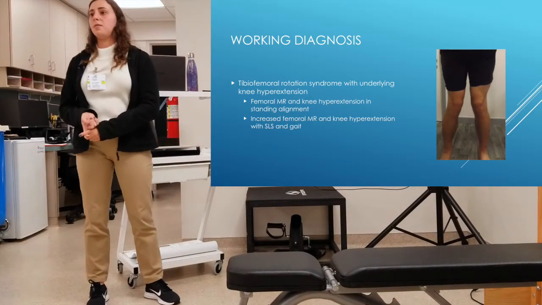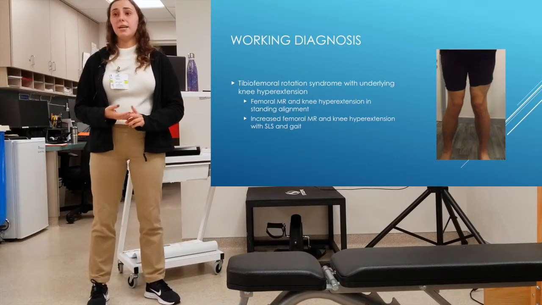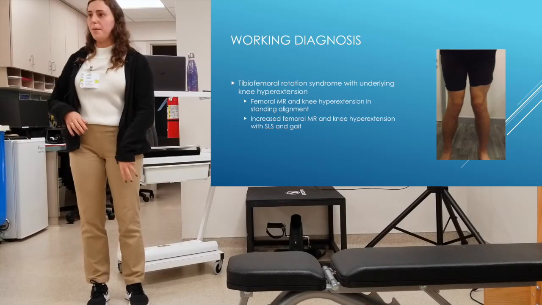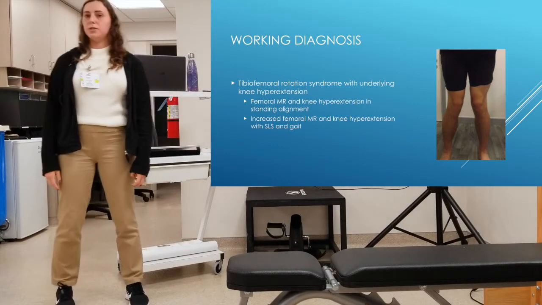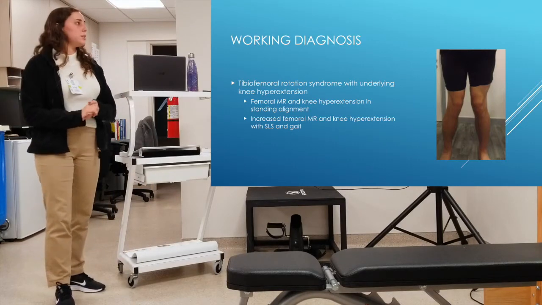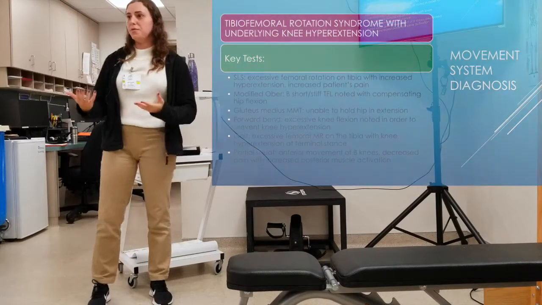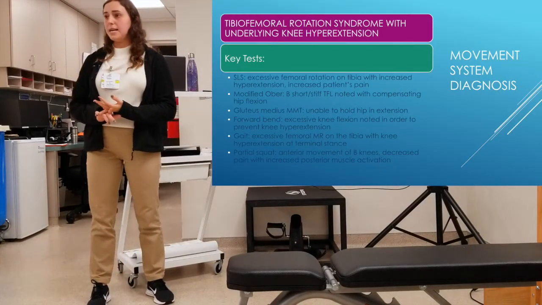And I used what I found in the alignment as well as what I found in her single leg stance and her gait. In both of those, when she was standing on the right leg, she got more of that medial rotation of the femur, and she also got more of that knee hyperextension. So those were the big things that stood out to me, which is how I got my working diagnosis, my movement system diagnosis: tibiofemoral rotation with that underlying knee hyperextension.